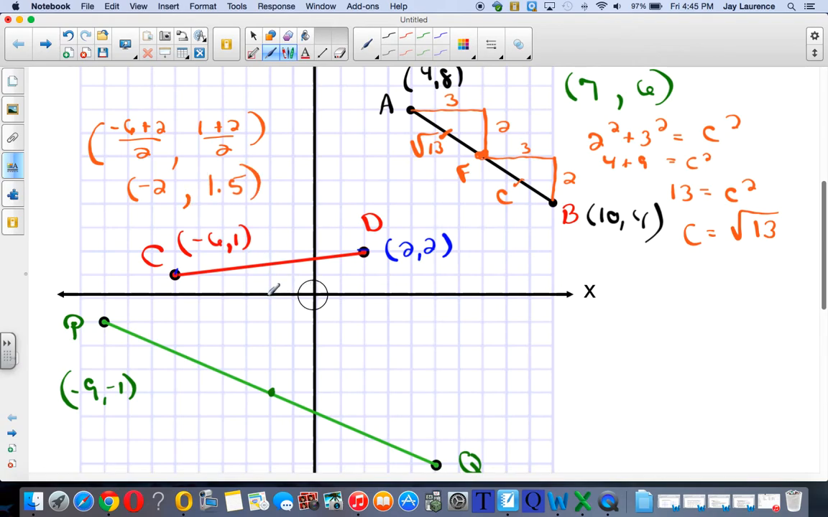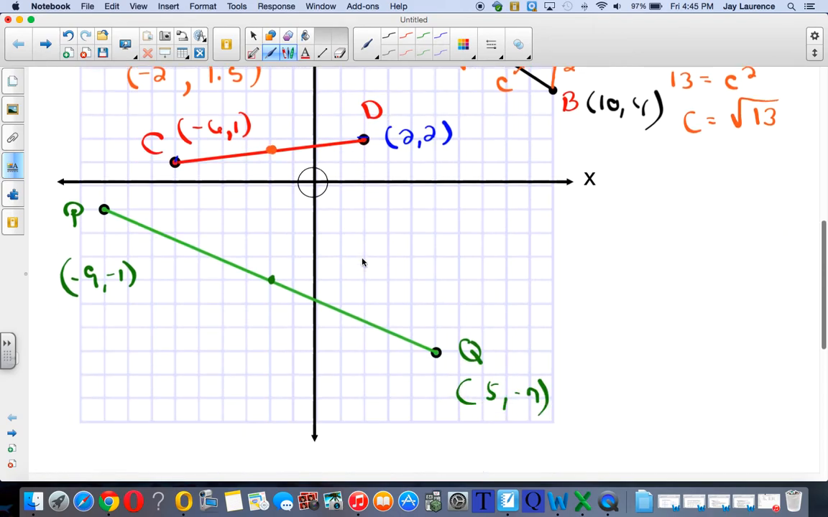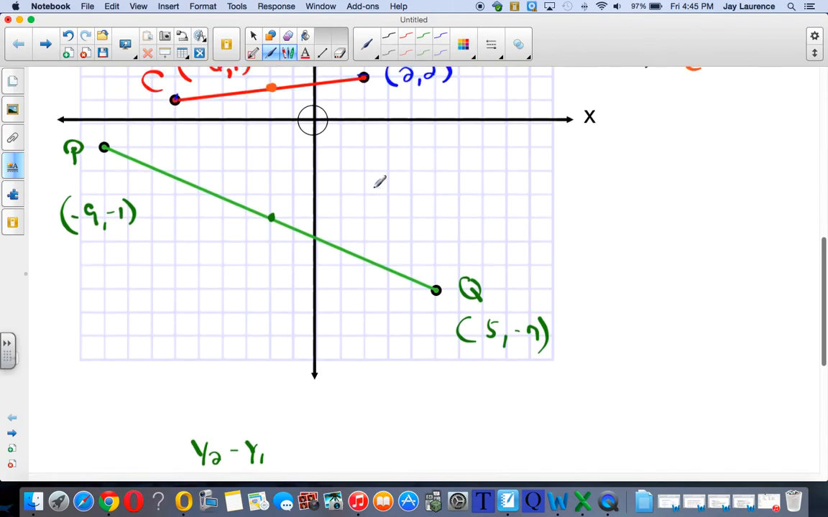So negative 2, 1.5, right there. There you go. We're in the middle. Okay, great. So let's try it on this PQ segment. So to find the midpoint, I'm going to average the x's. So negative 9 plus 5 divided by 2. And then I'm going to go negative 1 plus negative 7 divided by 2. And so the midpoint better be at negative 2.